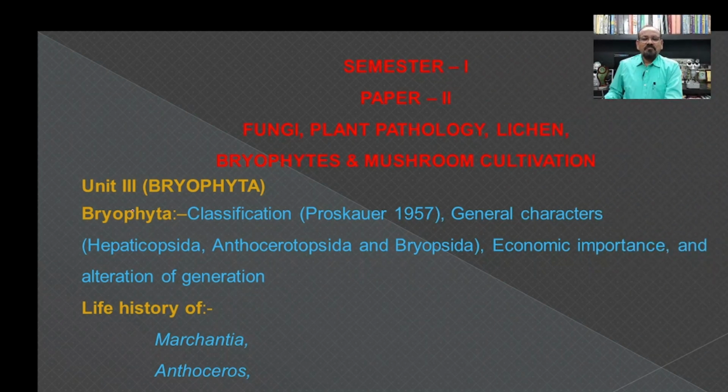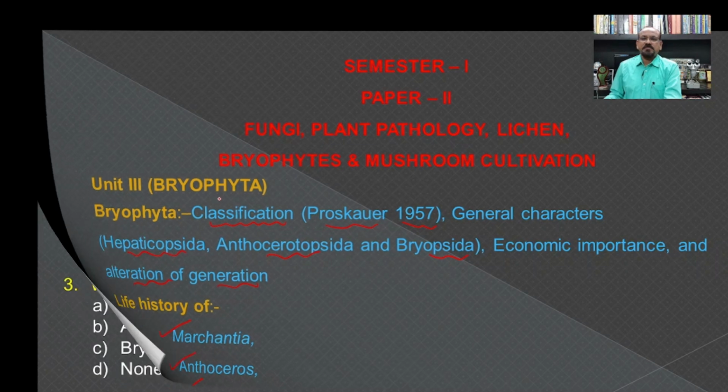In this unit, there are different topics like the classification proposed by Proskauer in 1957, then general characteristics of the Hepaticopsida, Anthocerotopsida and Bryopsida, then economic importance and alternation of generation in Bryophyta. And three genera, that is Marchantia, Anthoceros and Funaria, in the form of life cycle or life history. So friends, we'll see different MCQ-type questions based on these different topics of the unit.